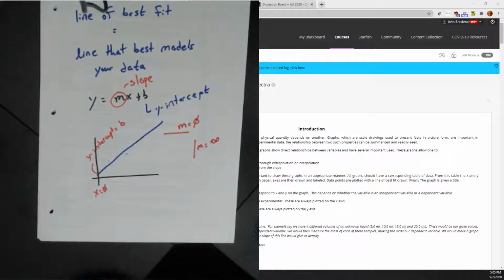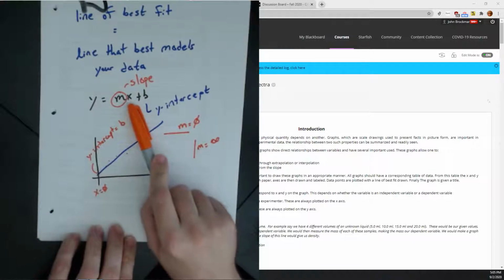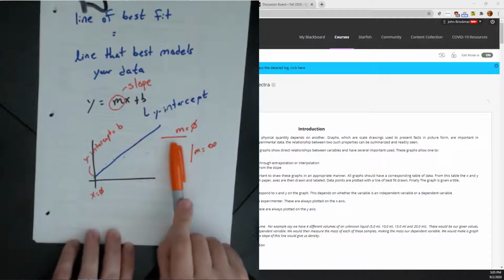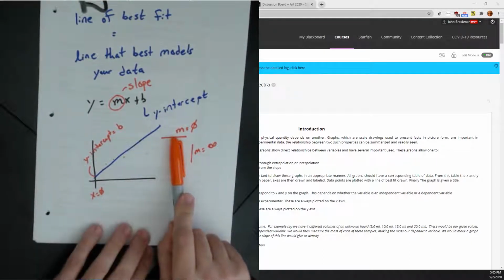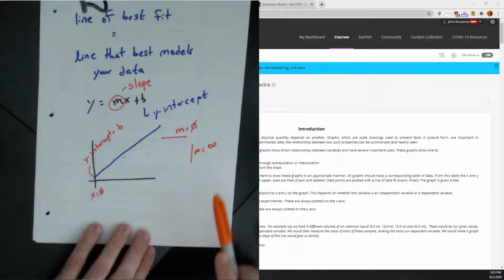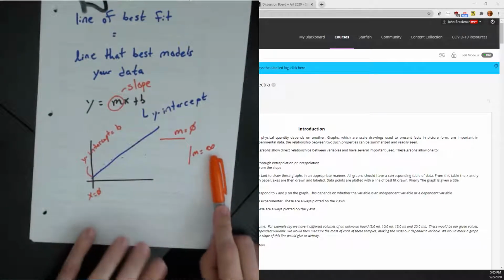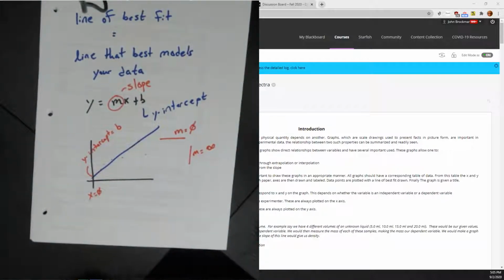Okay. The slope tells us about how much the y value changes in response to how much the x value changes. Okay. So for a perfectly horizontal line, the change in the x value doesn't cause any change in the y value. Thus, m is equal to 0. For a perfectly vertical line, there's no change in the x value to get a change in the y value. Thus, the slope there is infinite.